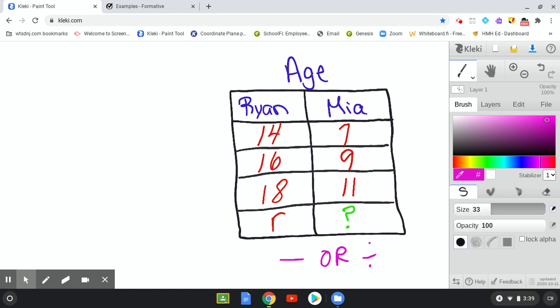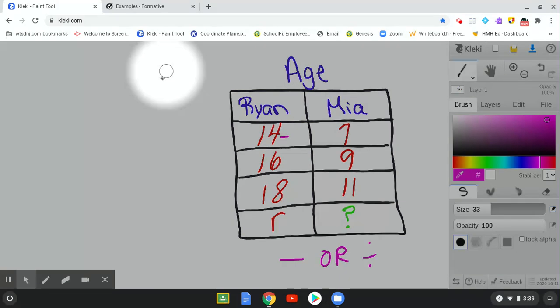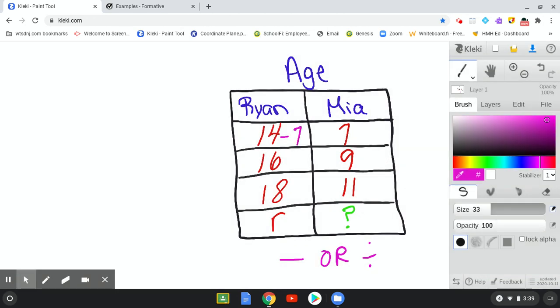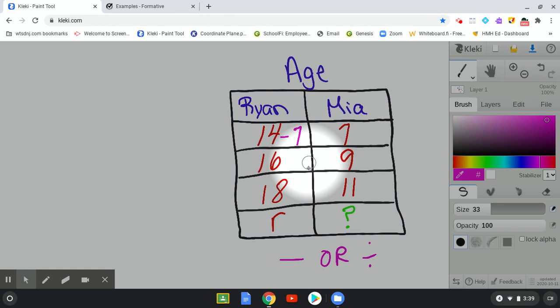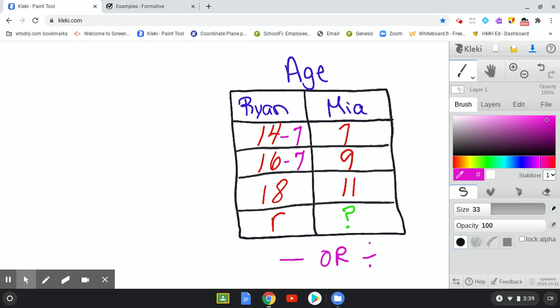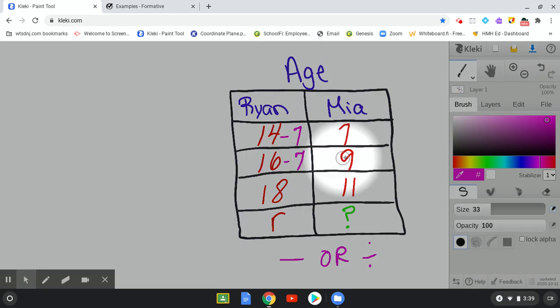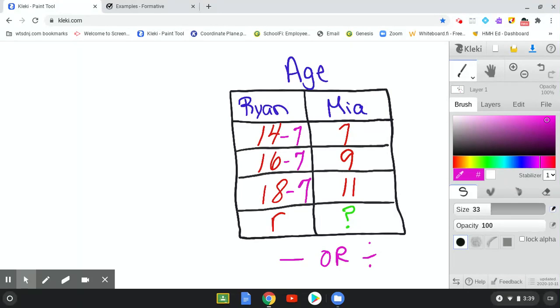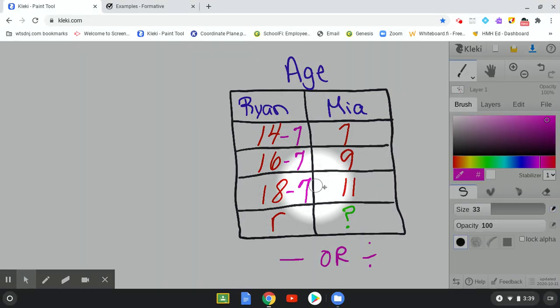So 14 minus what would give me 7? This is what I'm trying to figure out. 14 minus what number would equal 7? Well, 14 minus 7 equals 7, but we have to see if that works for the rest of my table here. So 16 minus 7. Well, it just so happens 16 minus 7 does give me 9. 18 minus 7 does give me 11.